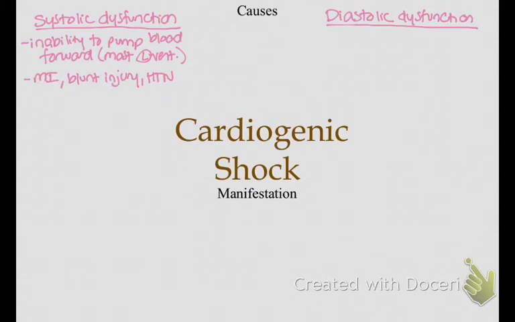These are things like an MI. You get hit in the chest really hard. Hypertension. All those conditions that we talked about already. Oh, if I have an MI, I'm not pumping the blood forward. If I don't correct that MI, not only am I at risk of dysrhythmias, I could go into shock because I don't have enough cardiac output. I don't have enough O2 and nutrients to meet the demands of my body. My supply is going down.